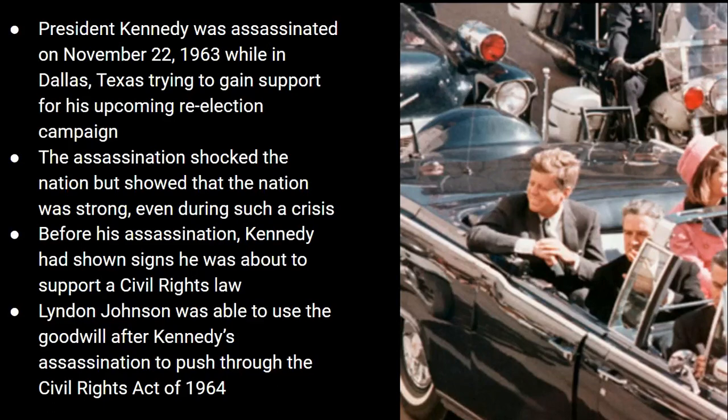It also helped Kennedy in a strange way. His assassination helped the country move through and push through a lot of the things that he wanted. Lyndon Johnson was able to use the goodwill created after Kennedy's assassination to push those things through Congress.